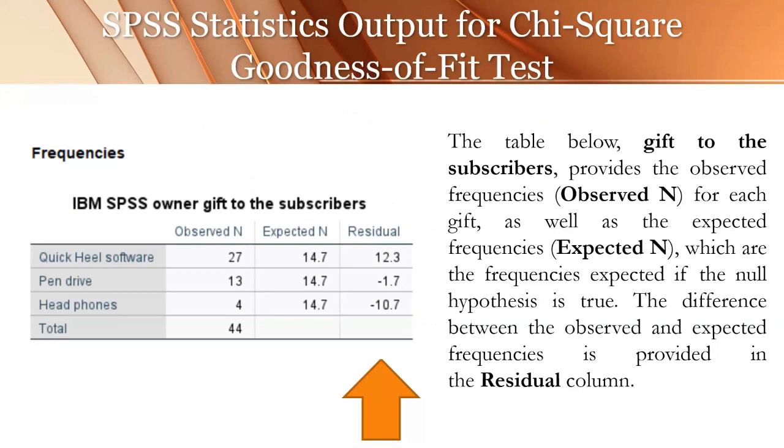The table below provides the observed frequencies for each gift as well as the expected frequencies, which are the frequencies expected if the null hypothesis is true. If the null hypothesis is true, observed and expected frequencies are supposed to be equal. But if we look at our actual data, the differences between the observed and expected frequencies are provided in the residual column. So both observed and expected values are not the same. Okay, next.